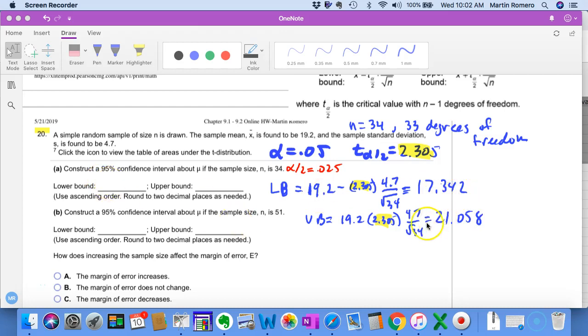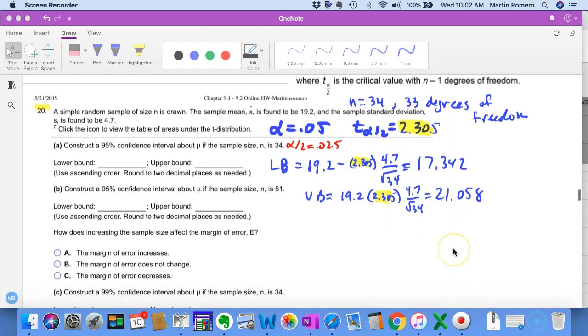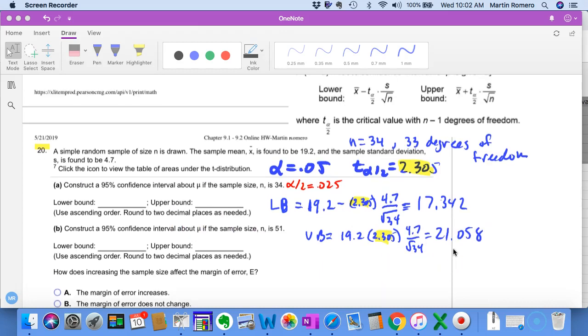21.058 as the upper bound. These are 2 decimal places, so this would be 34 and 06. And so those are your upper bound and lower bound. And so that's how you calculate it.